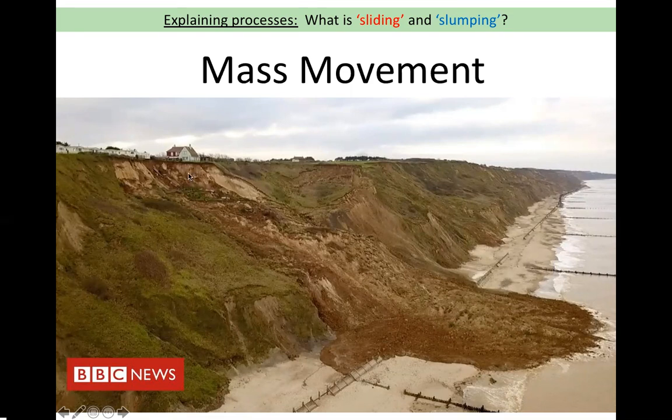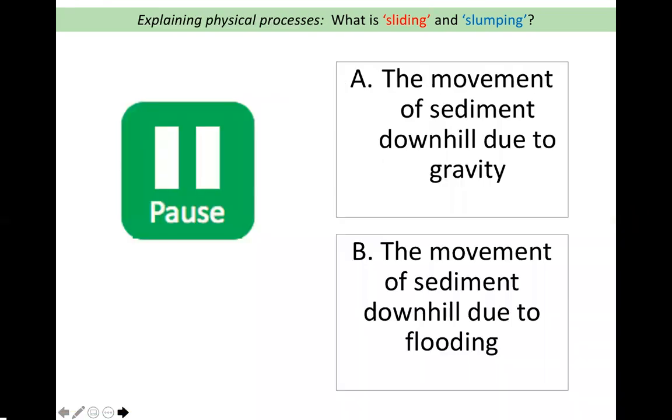Because it's become loose and it's not supported anymore, that's why it has fallen downhill. That's essentially all it is. It's the force of gravity pulling that sediment downhill. Okay, so it's quite an epic photo as well. It was from the Norfolk coast. So let's test ourselves. Pause the video, and I'd like you to identify which is the correct definition for mass movement.